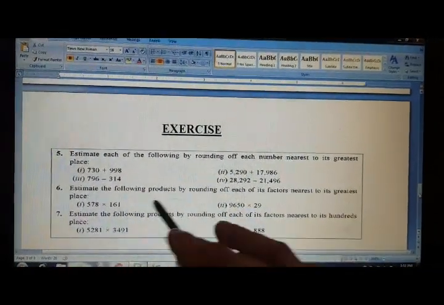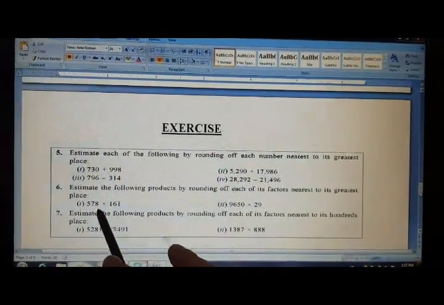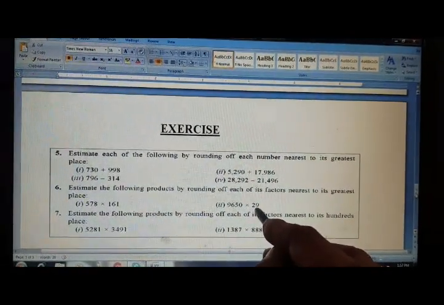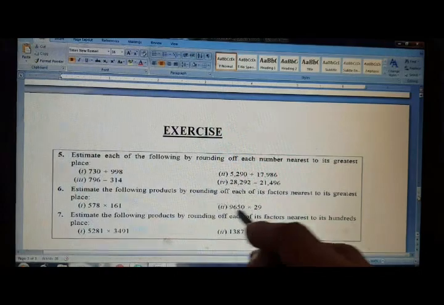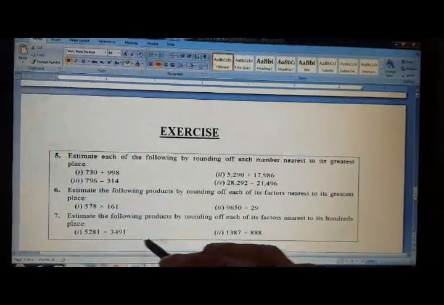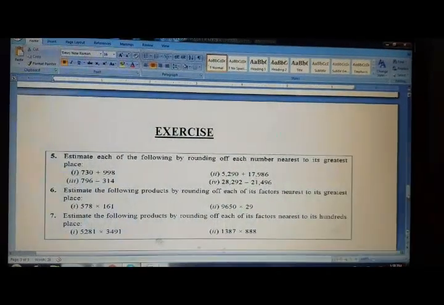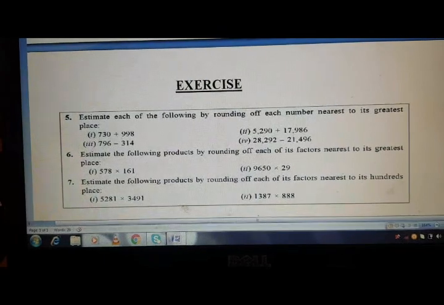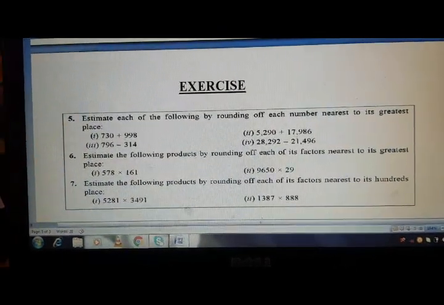Here the greatest place, that means hundreds, thousands, and tens place, you have to round it off. Here again nearest hundreds you have, so nearest hundreds means from tens you will check and you will round off to the nearest hundreds. Hope you have understood these sums and you will be able to do the exercises. So go through it and follow the examples. God bless.